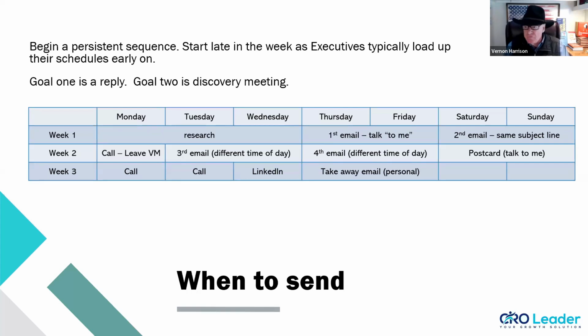Oh, by the way, I'm a cancer survivor. Oh, by the way, go Cowboys.